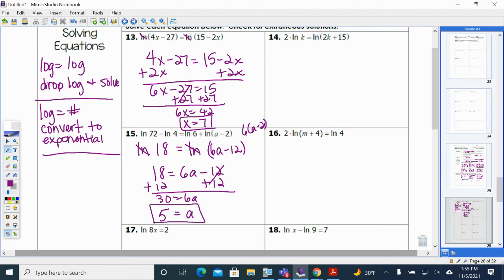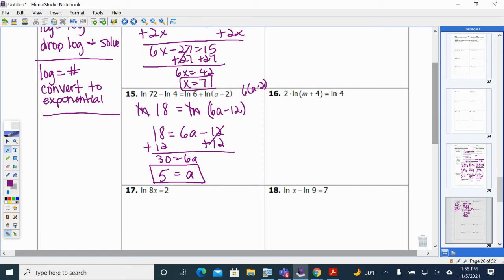Let's check out number 16. Number 16 says 2 times the natural log of m plus 4 is equal to the natural log of 4. So here again, same thing. We've got logs on both sides, but the left side needs to be condensed. So this is going to say the natural log of m plus 4 squared is equal to the natural log of 4, because the 2 becomes the exponent. Now I can drop the logs, and we have m plus 4 squared is equal to 4.